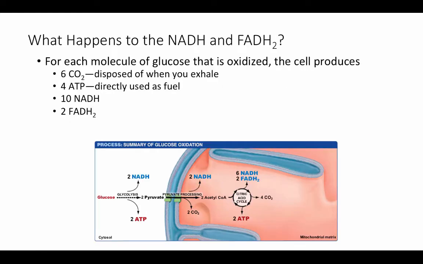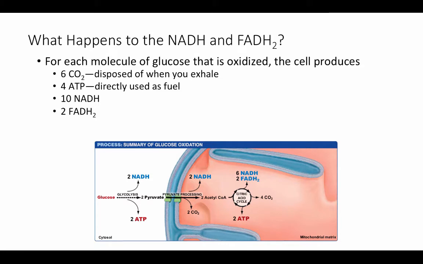So now let's see what we've gotten out of this whole process. We've gotten a whole bunch of NADH and FADH2. So for each molecule of glucose that's oxidized so far, we've got the 6 CO2. One of those comes off for each of those pyruvate molecules. Remember, we got 2 pyruvate molecules for each glucose. So one comes off of each pyruvate to get 2 carbon dioxides at the point of pyruvate processing. And then we get 2 more for each turn of the cycle, but remember each glucose gave us 2 pyruvates, so 2 turns of the cycle for each glucose, giving us a total of 4 carbon dioxide.